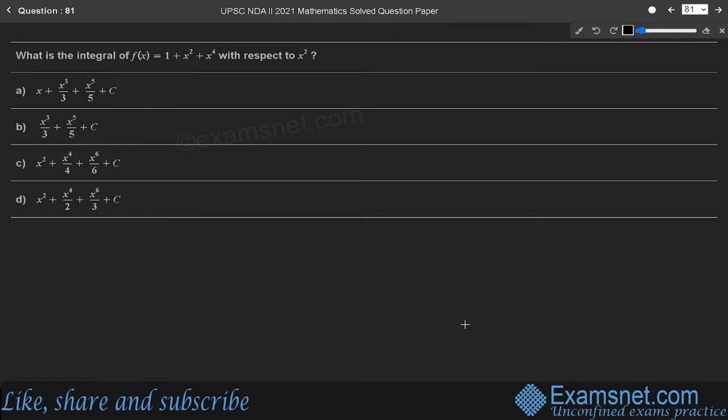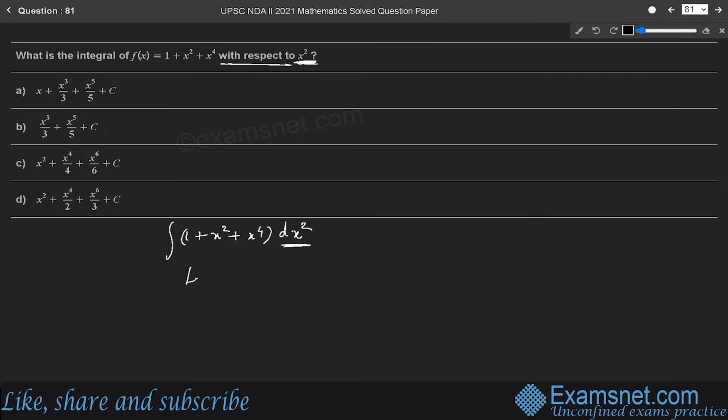See, the most important part in this question is that we have to focus on the part with respect to. Generally students make a mistake. They think that they have to find the integral with respect to x, but we have to find it with respect to x square. It means that it will be integral of 1 plus x square plus x to the power 4 dx square. See, this is the main part to focus. You cannot write dx here because we have to find with respect to x square. So here there will be dx square.